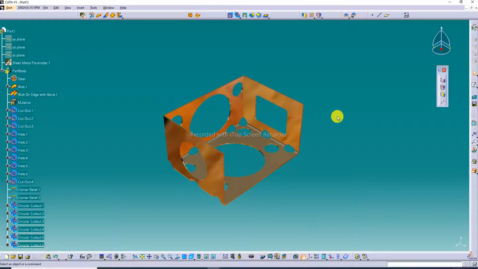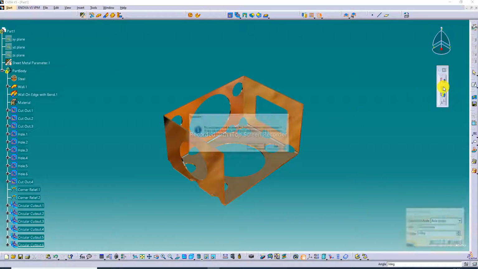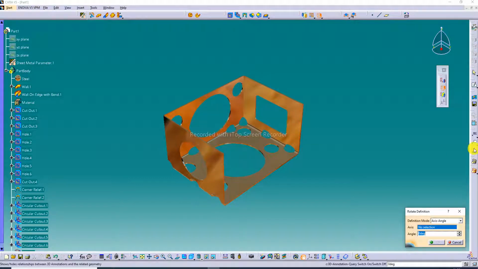This 3D body is already created here, and with this body we will discuss the rotation and symmetry commands one by one. At first, a rotation definition dialog box pops up, and this definition mode has 3 types. First is axis angle, second is axis two elements, and third is three points. One by one, they are discussed here.